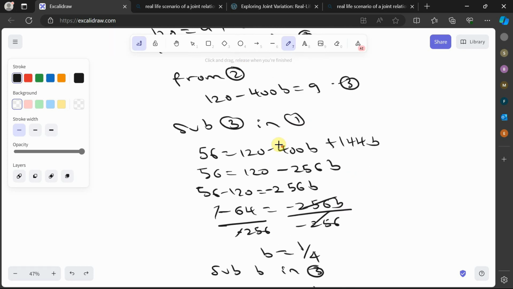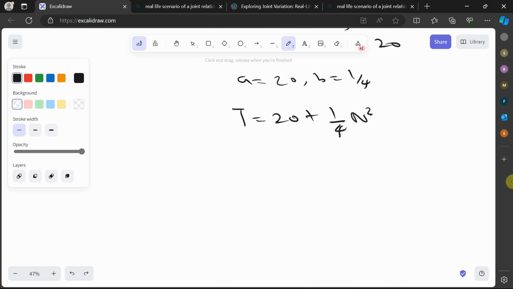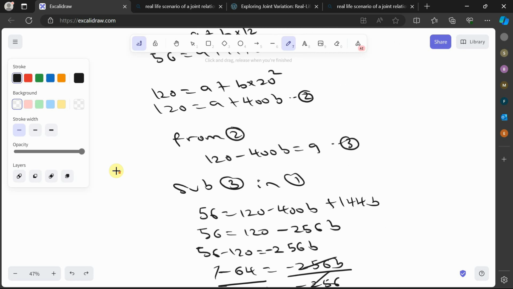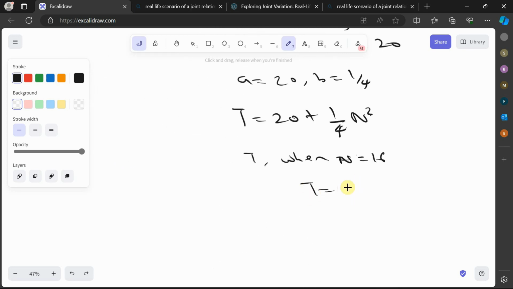It now says we should find t when n is equal to 16. Let's scroll up and see, just to be sure we're on the same track. Yes, t is equal to 20 plus 1 over 4 times 16 squared. So this will be 20 plus 16 squared divided by 4, which gives you 64. So our t is 84 minutes.